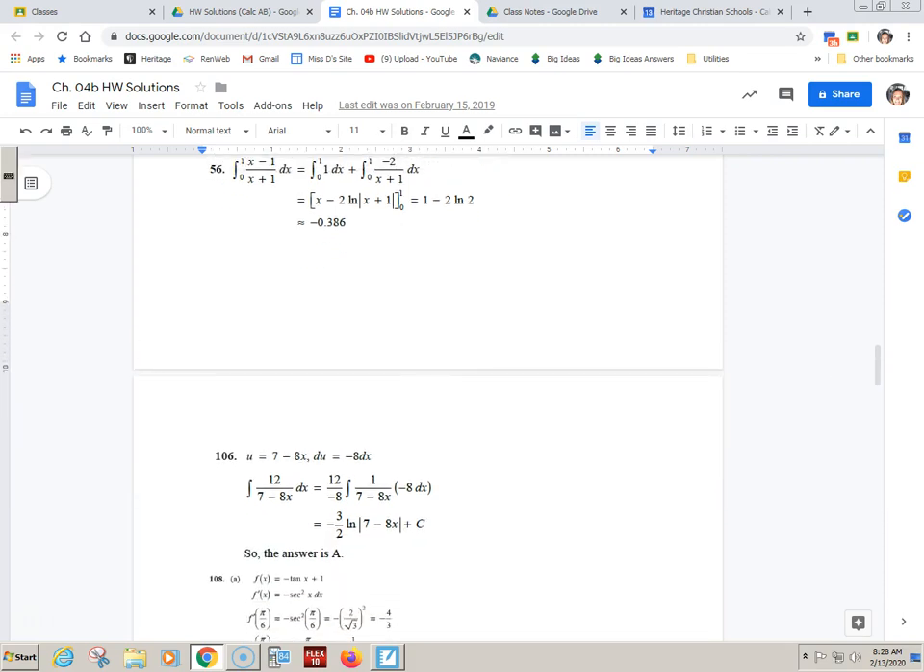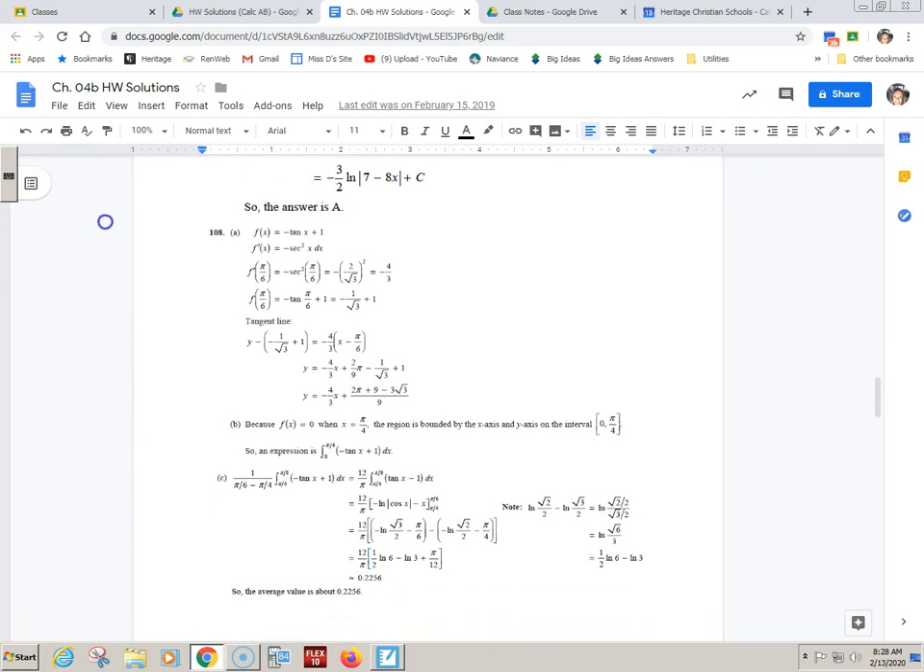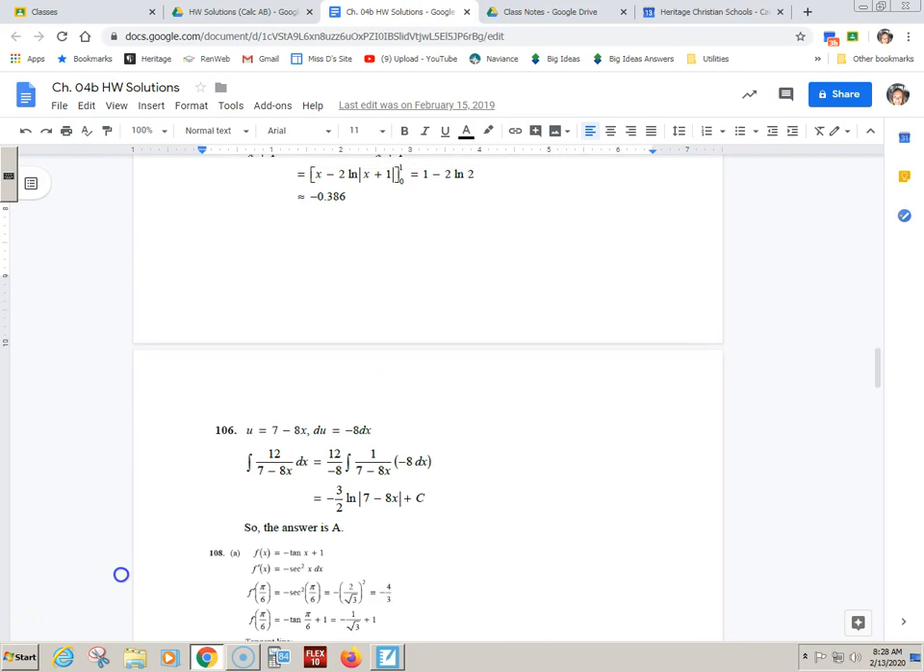We have number 106 matching with A, and then we have 108 that I need to zoom in on, because man, he's tiny. I don't know why. My goodness. Cal doesn't do that. But anyway, sorry, coming back.